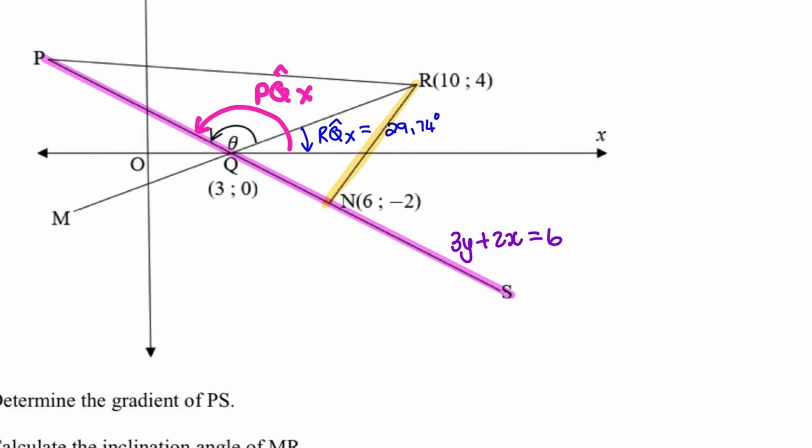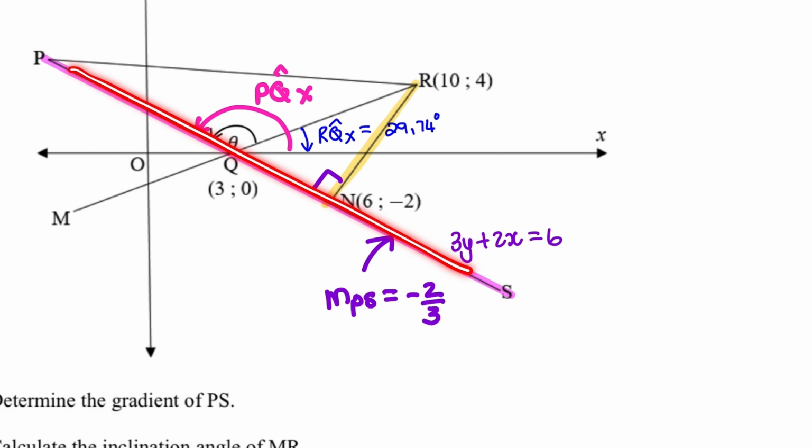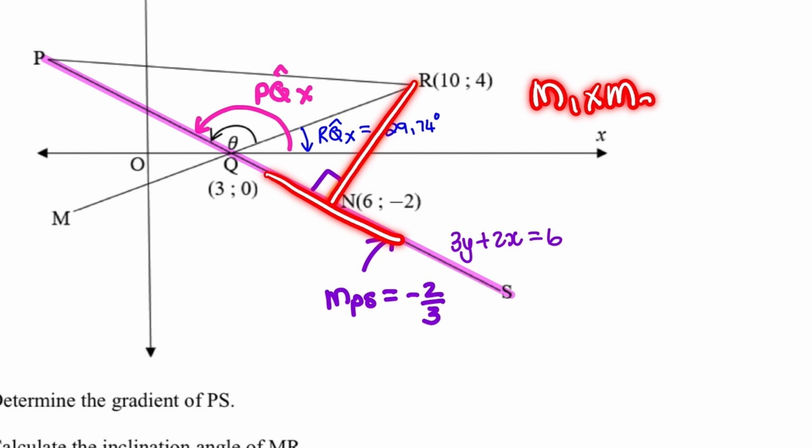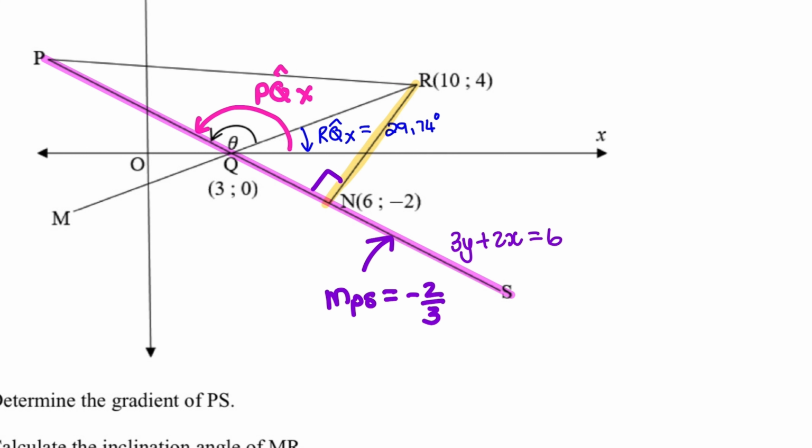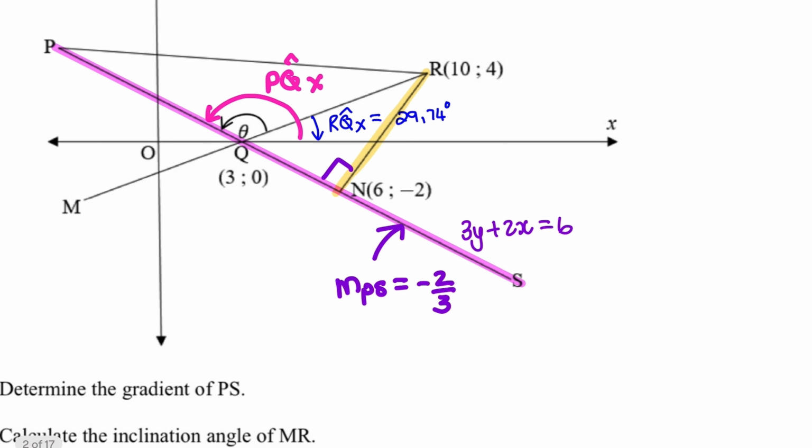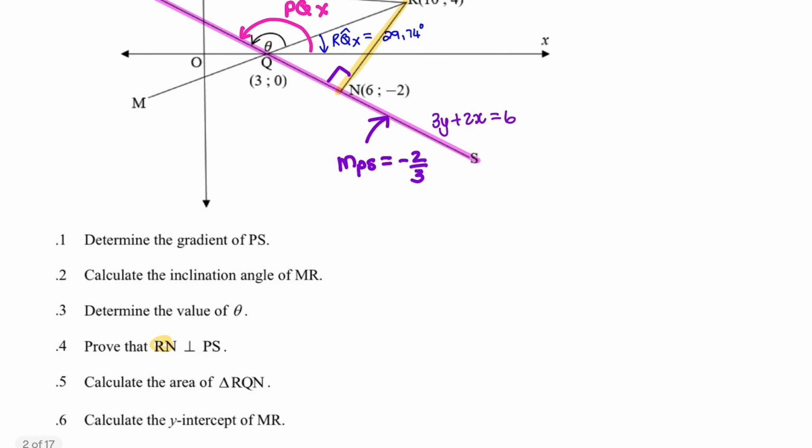In our first question, we found that the gradient of the line PS is equal to -2/3. And if the line Rn is perpendicular to PS, then their gradients would multiply out to become -1. So what we need to do is find the gradient of the line Rn, and take that value and multiply it with the gradient of PS. And if that result is -1, we can conclude that Rn is perpendicular to PS.